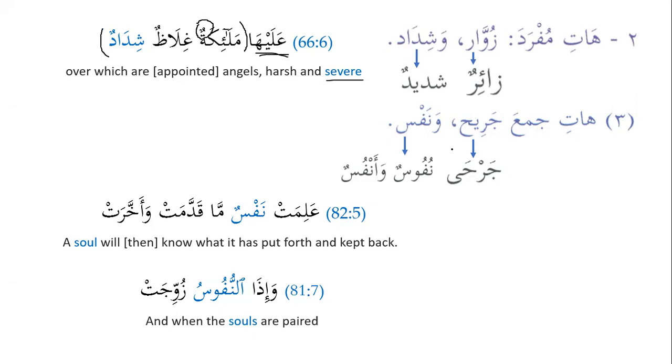Hati jam'a jariha wa jarihun wa nafsun. So we have to give the plural of jarihun, which is jarha, and nafsun has two plurals, nufusun and anfusun. One is on the pattern of ulun and the other is on the pattern of af'ulun. We have these verses from the Quran. Alimat nafsum ma qaddamat wa akharat. Alimat, why do we have the feminine verb over here? Why not alima, since nafsun is feminine?